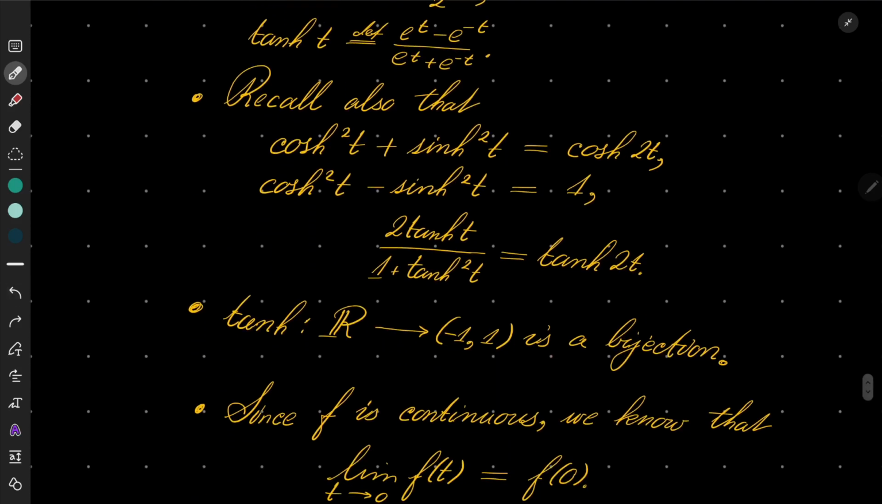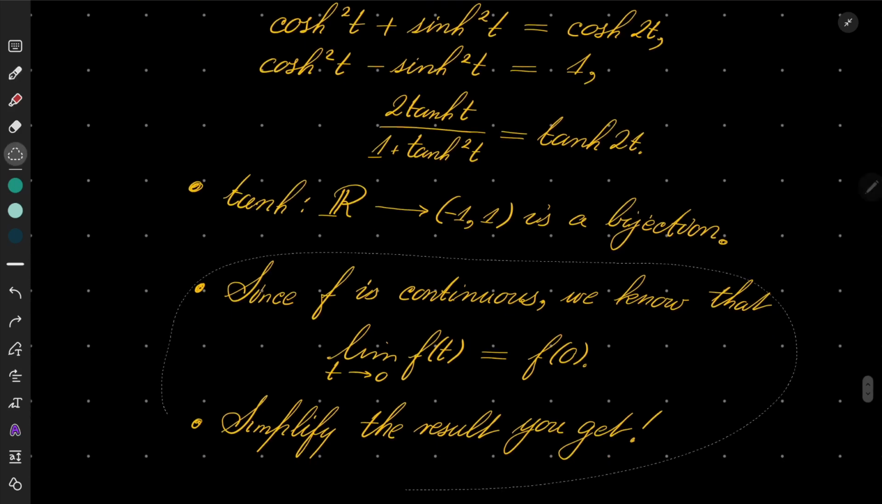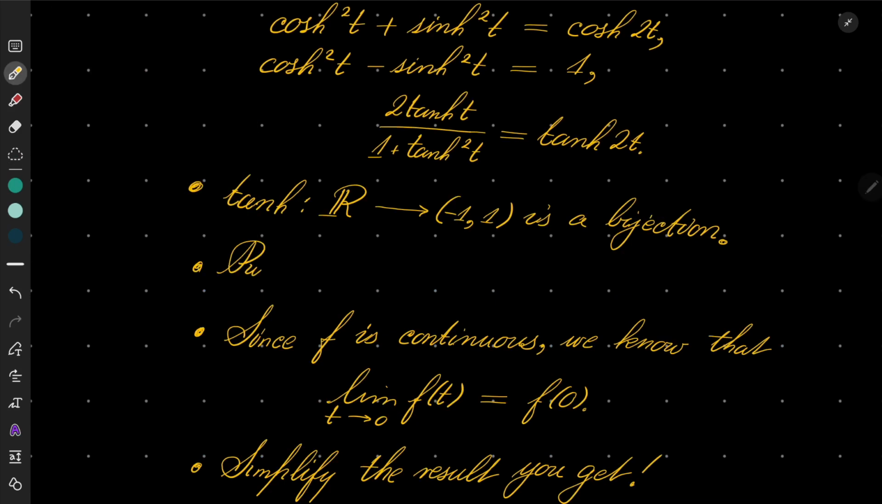Finally, hyperbolic tangent will be of particular interest because it goes from the set of real numbers onto the interval from -1 to 1, and it's a bijection. And after dealing with it, I suggest that you substitute x to be hyperbolic tangent of t, let's say. So maybe I will write one more hint for you. So put x to be hyperbolic tangent of t, where t is really any real number.